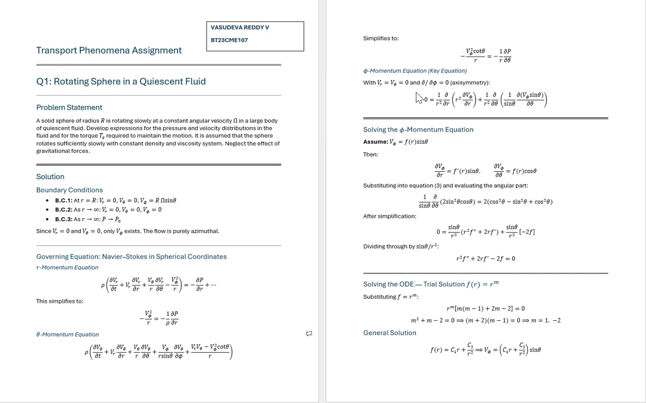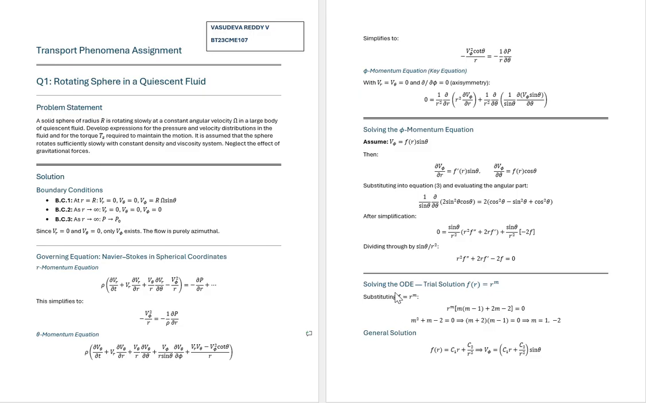And as this form is difficult to integrate, we assume V phi is equal to f of r into sin theta and solve for these terms, dV phi by dr and d(V phi sin theta) by d theta. After solving this, we substitute dV phi by dr and dV phi by d theta in the above phi momentum equation, and after simplification and dividing by sin theta by r squared, this reduces to this.